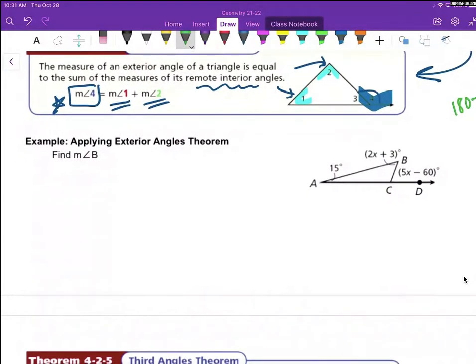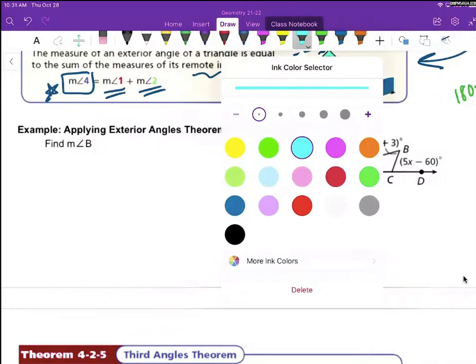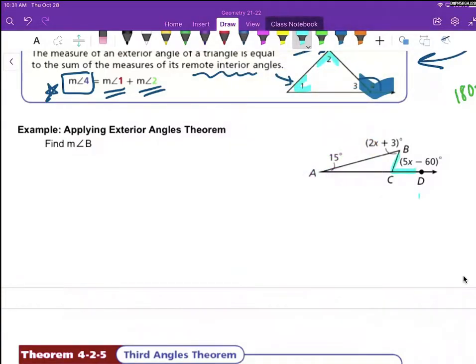We're going to a lot of times use this theorem with algebraic expressions. So you can notice that we have an angle out here labeled 5x minus 60. Well, that's going to be my exterior angle. And then we have some angles labeled on the inside, the 15 and the 2x plus 3. Notice both of those are our remote interior angles. They're the ones not touching. They're not in the spot where I put my question mark, right? So those are the two that would add to equal the exterior angle.